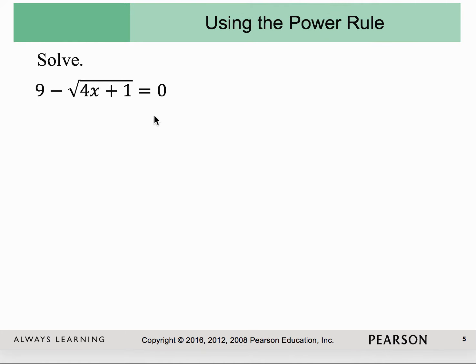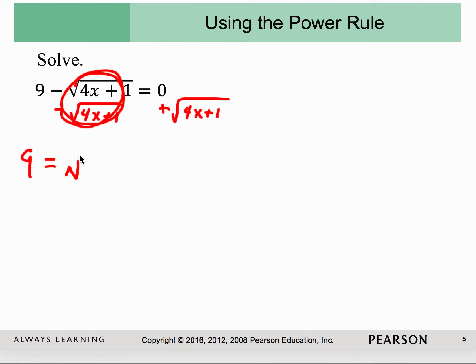Gotta isolate it first. Don't forget that step. And in this case, I'm going to add this to the other side. It doesn't really matter, but I like everything to be positive. When we square both sides, if they were negative, it'd make them both positive anyhow, right? Doesn't matter. So I have 9 equals 0 plus square root of 4x plus 1. Once you get the radical isolated, just square both sides. Okay, so now that means 81 equals 4x plus 1.